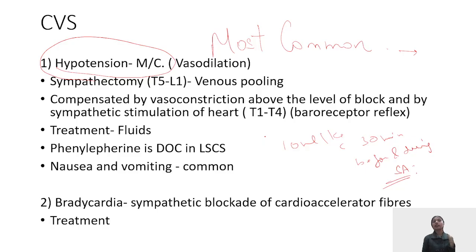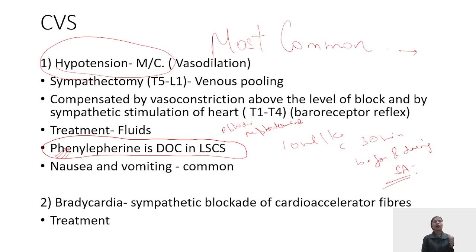agonist. The importance of phenylephrine is it is the drug of choice for emergency C-sections, whereas in other cases we use ephedrine and mephentermine. These are indirect acting. Phenylephrine is direct acting, and the importance of phenylephrine is, first, it does not lead to increase in heart rate. It leads to bradycardia. Second, it does not cause fetal acidosis. That is why it is preferred in C-sections.